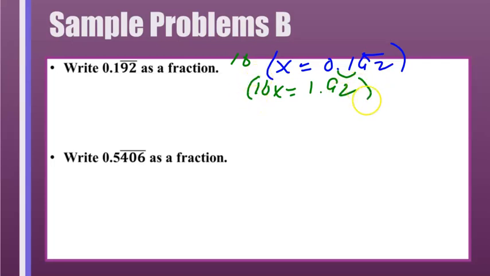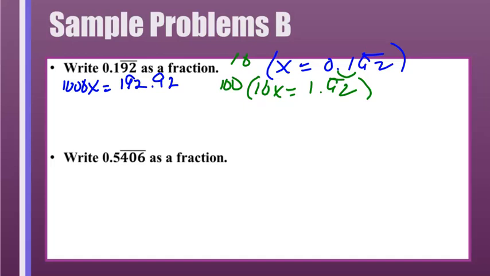And then from this point, the 92 is being repeated, so I'm going to multiply that by 100 because 2 digits are being repeated. So our new equivalent equation is going to be 100 times 10x is 1000x equaling 192. And then from there, we are going to subtract the original equation. And just keep in mind that this is going to be 92 because the 92 is being repeated.